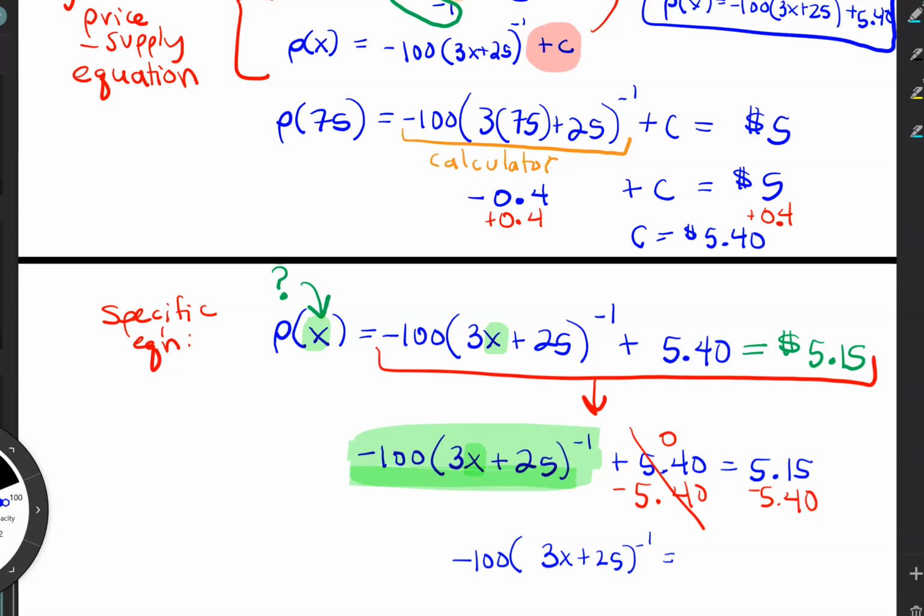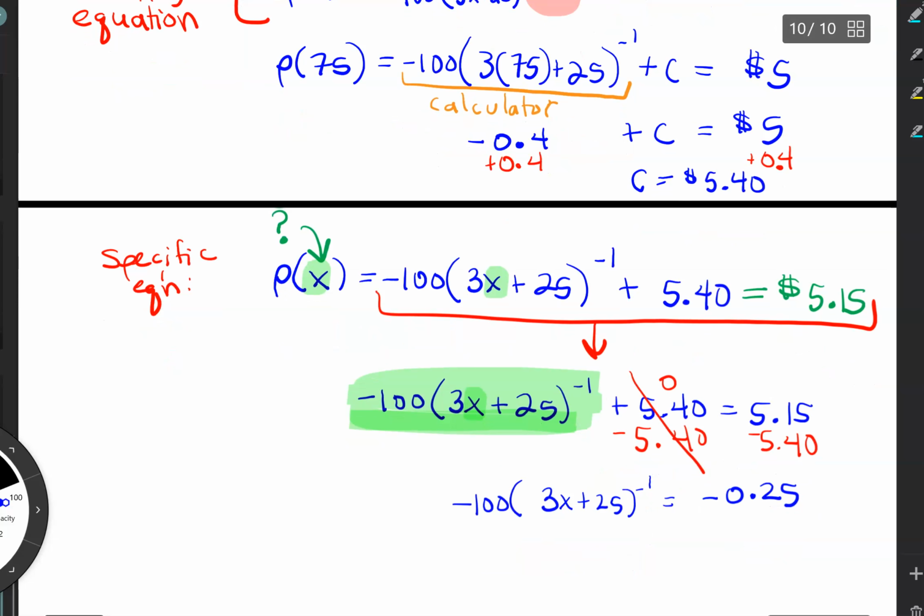And that came out to be negative 25 cents. Okay. I'm still trying to get this x alone. X is part of this binomial. So I need to get this binomial alone. The binomial is currently being multiplied by a negative 100. So I need to divide by a negative 100 on both sides.